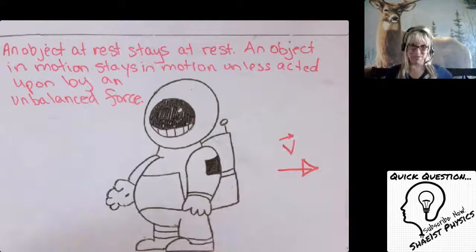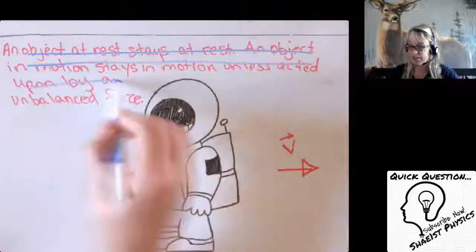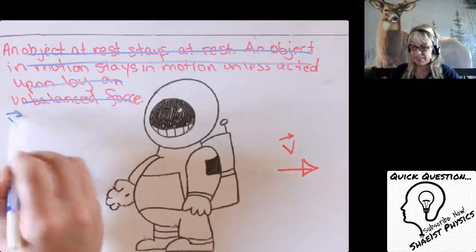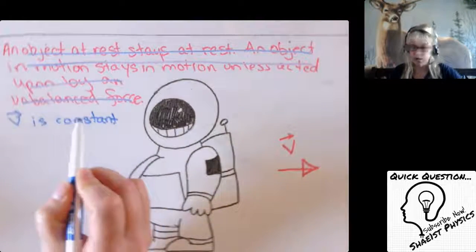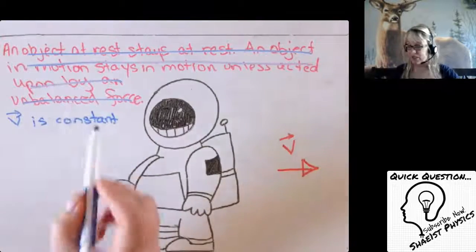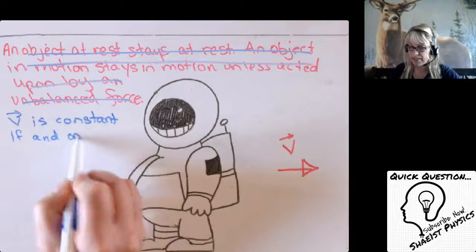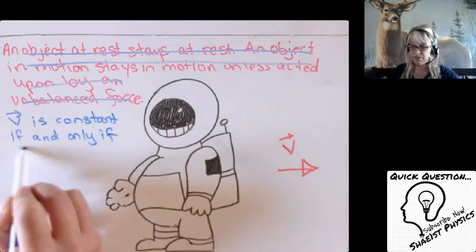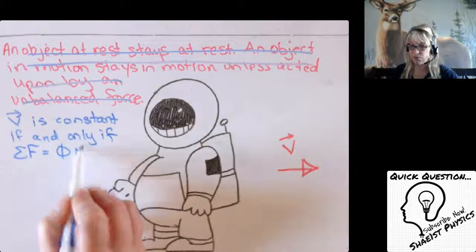Now, here's the first way of thinking about Newton's first law, which will never ever fail you. This whole entire big paragraph can be substituted with this sentence. You ready? It's one little sentence. Velocity is constant. Constant 0, constant 5 meters per second, constant 20 meters per second. V is constant if and only if the sum of all forces, some of you know this as net force, is equal to 0 newtons.